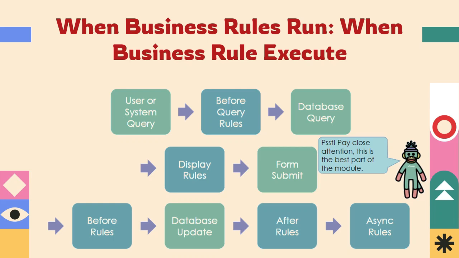And we can see when a database update happens, after that we run after business rules, and after that we run async business rule. We will see in detail how these types of business rule execute, and I will tell you how this works. So let's move ahead and see how these types of business rule actually run.